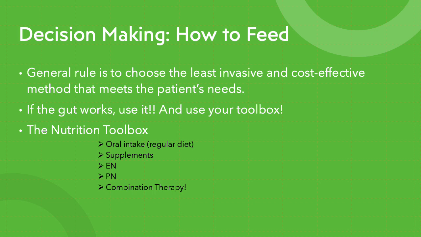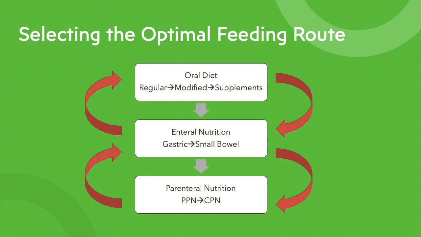The point here is that we have at least 16 different combinations to meet nutrition goals through oral intake, supplements, enteral, and parenteral nutrition. The easiest might be oral diet plus supplements, but the nice thing here is that you have the ability to choose one option or a combination of any of these. We want to try and follow a stepwise approach when selecting the optimal feeding route. We want to obviously begin with oral diet and progress according to the patient's tolerance all the way to parenteral nutrition if it's needed or indicated.